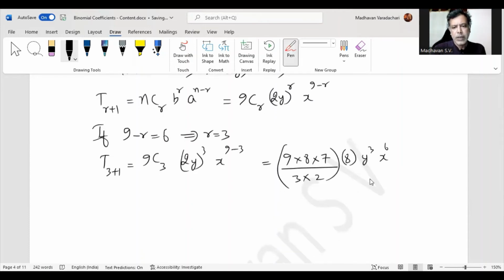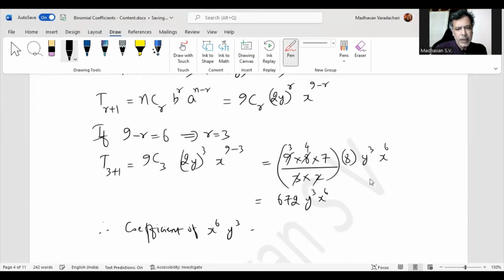So now this 3 goes with this 3 times, this goes with this 4 times. So we get 3 into 4 into 7 into 8. So we get 672 y cube x power 6. Therefore, the coefficient of x power 6 y cube is equal to 672. That is the solution for this particular problem.